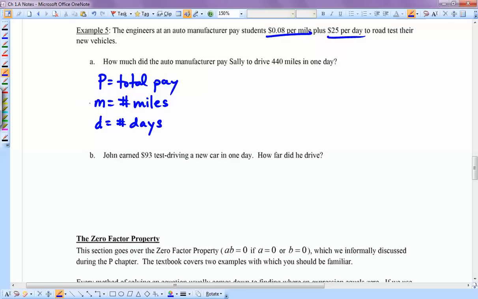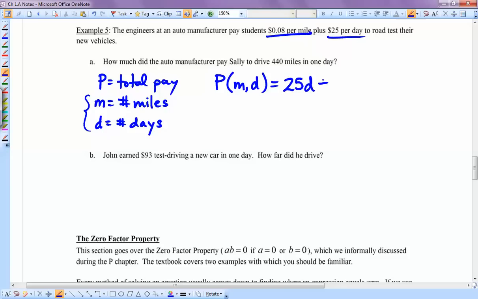So P really depends on two things. It depends on M and D. So I'm going to write this: P is a function of M and D together. Now I know that I get $25 per day. So 25 times D tells me how much I got paid just to drive for a number of days.